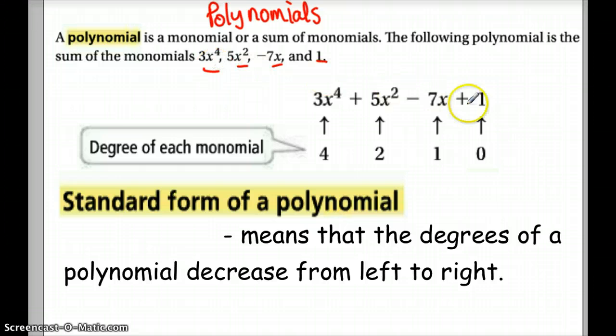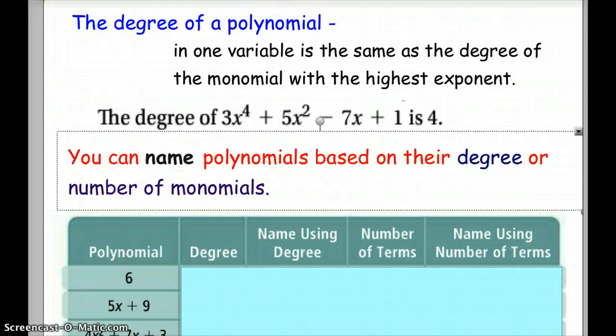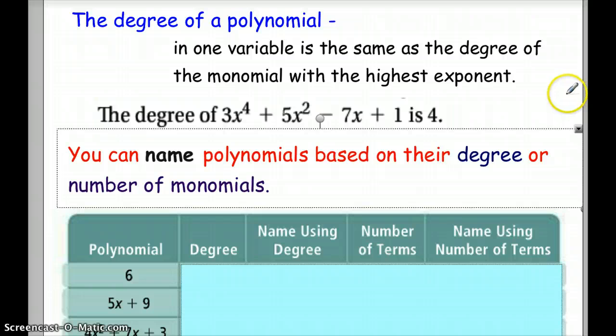When you write a polynomial, you need to write it so that the degrees of the polynomial decrease from left to right. So when you write out a polynomial containing these monomials, 3x to the fourth, 5x squared, 7x, and 1, you need to write it in decreasing order of degrees. And that's why we bother to know what the degrees are. The degree of a polynomial. So now we're talking about this whole thing when we put it together.